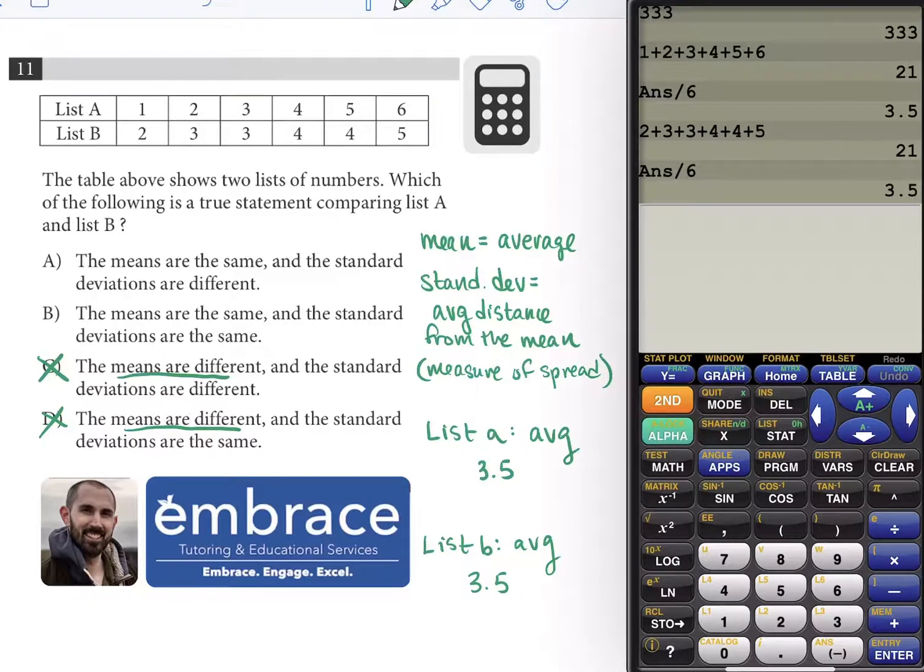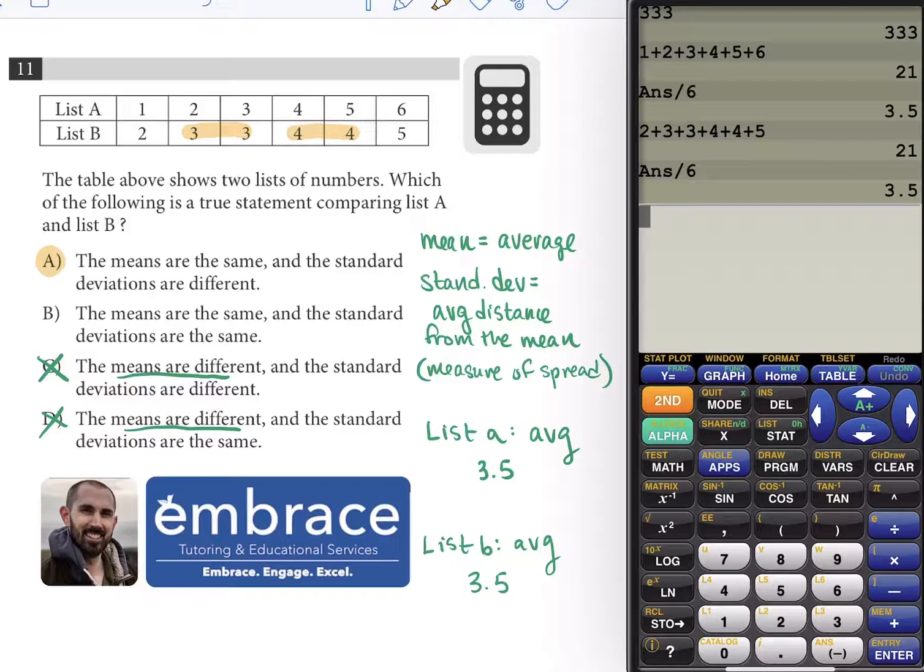If we look at list A, they're all 1 unit apart from each other, versus list B, where we have some clusters of data. We have a cluster of 3s and we have a cluster of 4s. So if we're talking about the spread of the data, list A is going to be more spread apart because list B has more clusters of 3s and 4s, so it's going to be more clumped together. So it would have a smaller standard deviation because it's less spread. So the standard deviations here are definitely different, which is answer choice A.